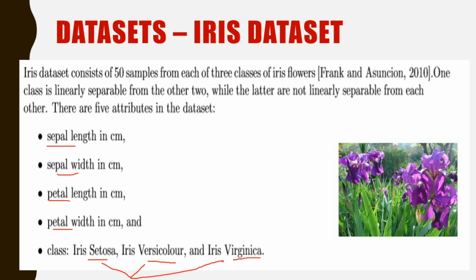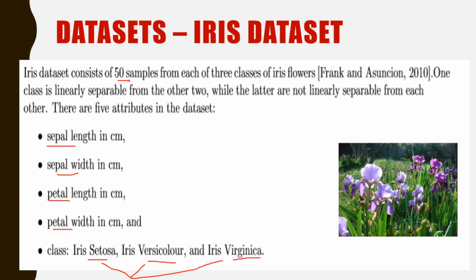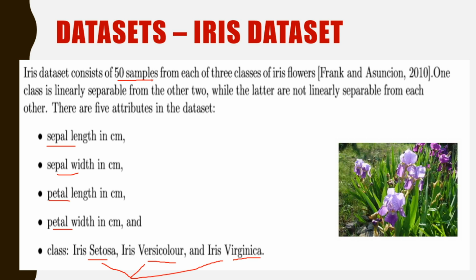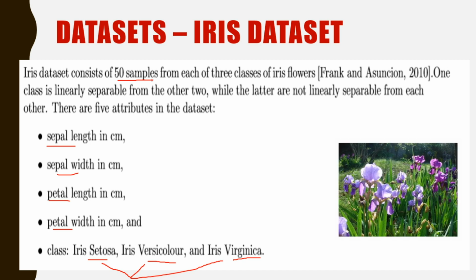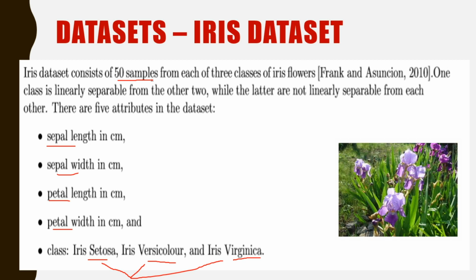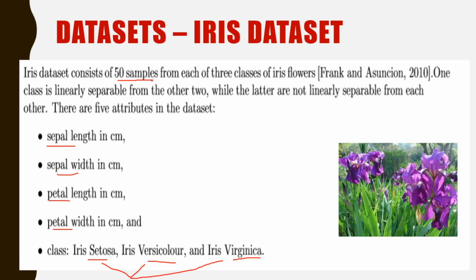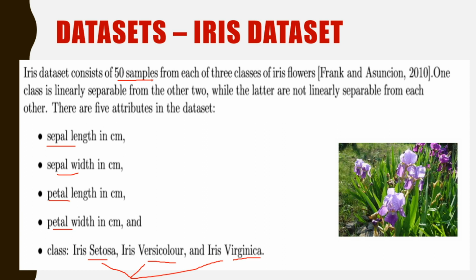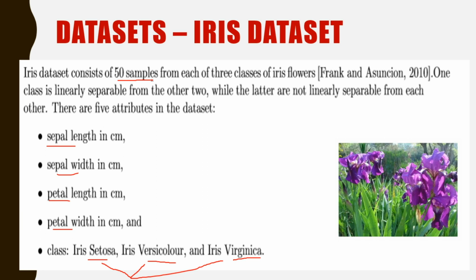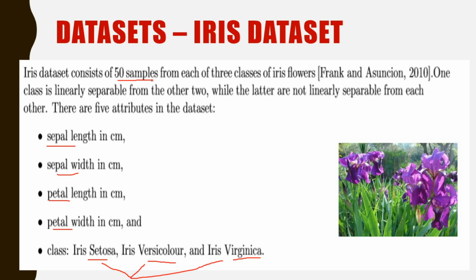So all these three classes have 50 samples of data each. Altogether, this iris data set is going to have 150 rows or samples. Each of the three classifications of flowers, setosa, versicolor and virginica, has 50 rows.